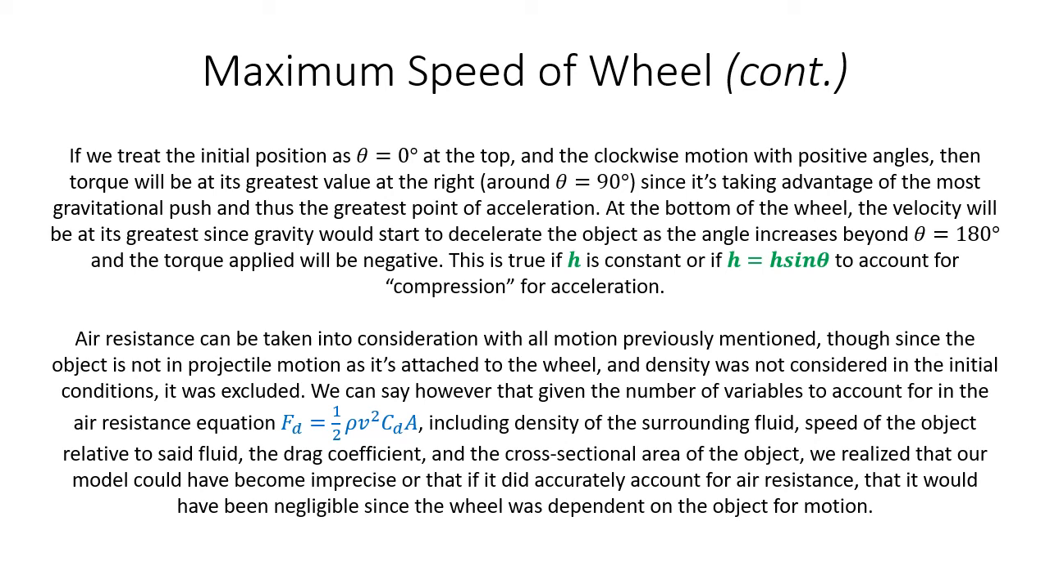And the last thing to consider here, air resistance can be taken into consideration with all motion previously mentioned, though since the object is not in projectile motion as it's attached to the wheel and density was not considered in the initial conditions, it was excluded. We can say, however, that given the number of variables to account for in the air resistance equation in blue, including density of the surrounding fluid, speed of the object relative to said fluid, the drag coefficient and the cross-sectional area of the object, we realized that our model could have become imprecise, or that if it did accurately account for air resistance, that it would have been negligible since the wheel was dependent on the object for motion.